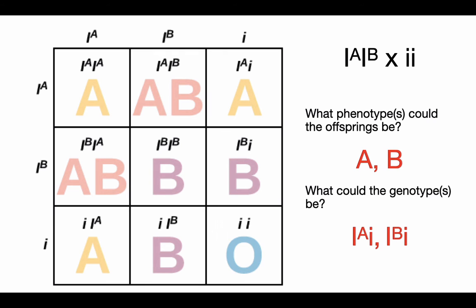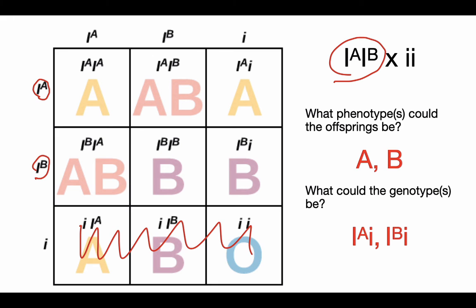What is the first parent? The first parent is big I^A, big I^B, so they can give these. They cannot give a little i because they don't have a little i to give. What is the second parent? Little i, little i. It's the only thing they can give is a little i. Even though there's 2 of them, we can only give one.